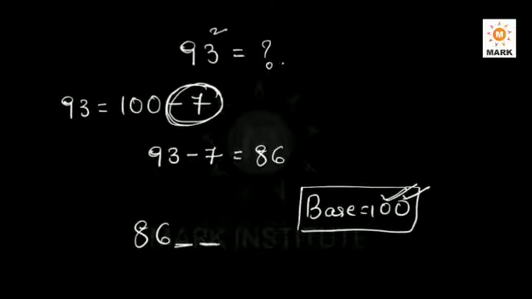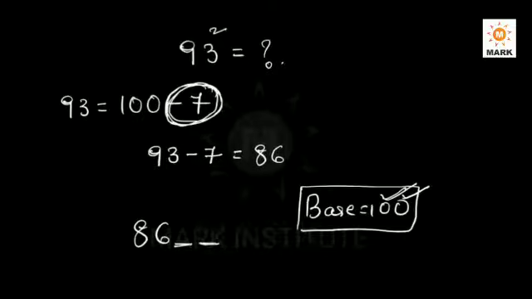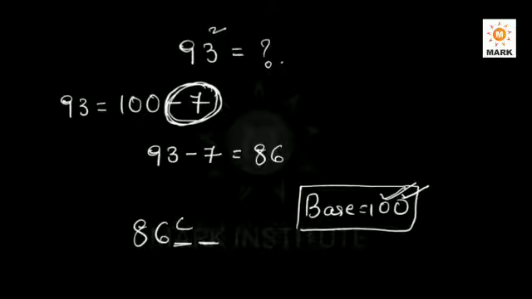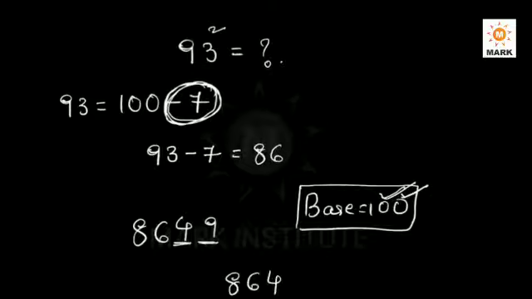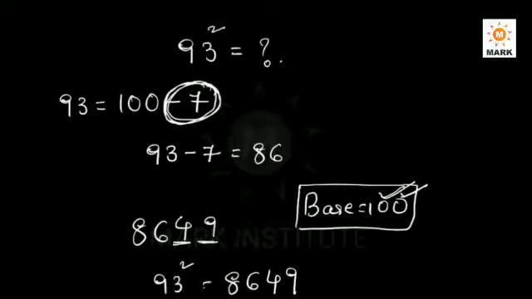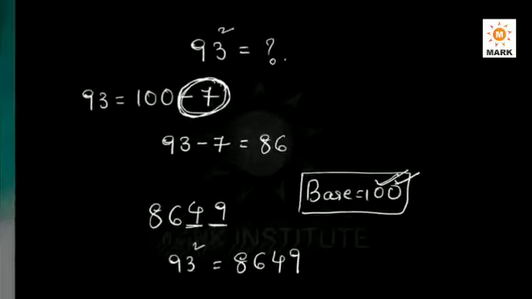What do you have to write in these 2 digits? The whole square of this 7. What is the whole square of 7? 49. So the next two numbers are 49. 8, 6, 4, 9 is the whole square of 93. So quickly we will go into another example.